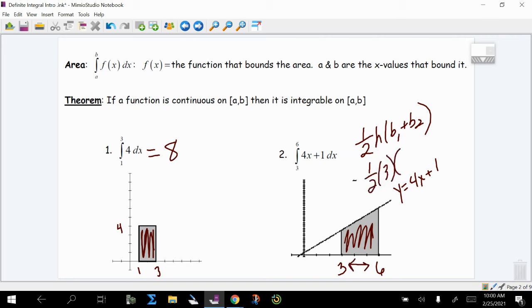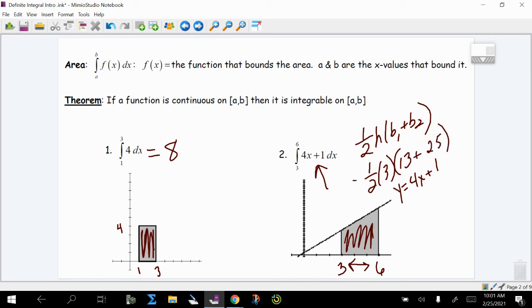My bases are going to be found by putting the 3 and the 6 into my function. You don't want to count. Obviously, I made this to scale, so you're not going to be able to sit there and go 1, 2, 3, 4 and see how high it goes. But we have an exact way to do it. We're going to put 3 into my function. When I do that, I get 13. And then we're going to put 6 into my function, and I'm going to get 25.